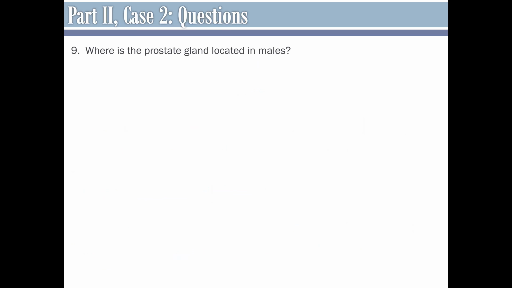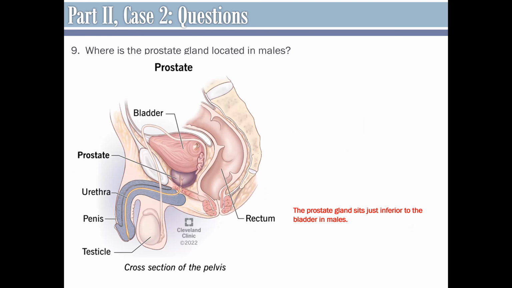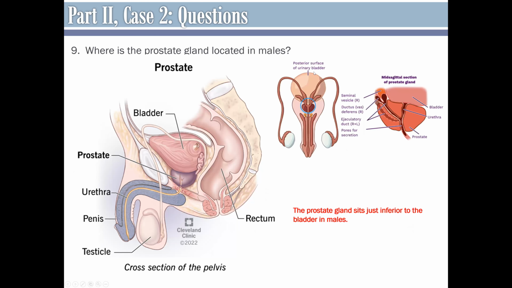Number 9, where is the prostate gland located in males? So the prostate gland sits just inferior to the bladder in males. So this is the bladder and the prostate gland is underneath it. And then here is another view where again you can see the bladder and the prostate gland underneath it. And then here is a mid-sagittal view, so you can see the prostatic urethra as well as the ejaculatory duct that runs through the prostate, coming down from where the ductus deferens joins up with secretions from the seminal vesicle.